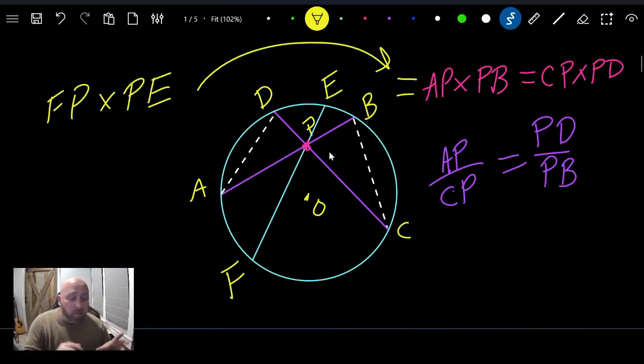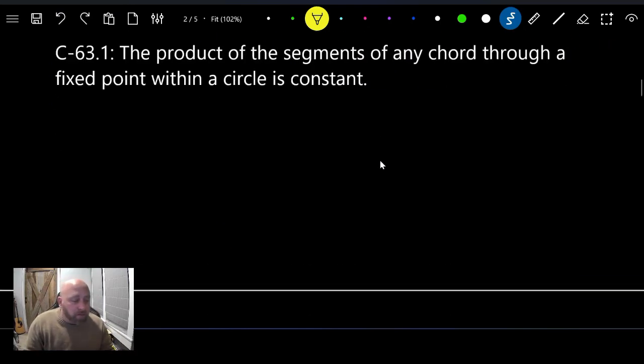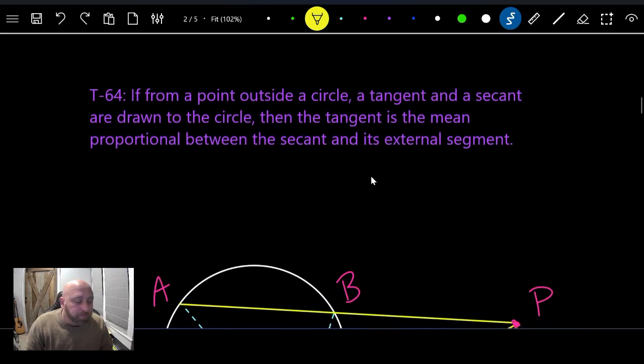Okay, doesn't matter where, and you can kind of see that, right? Like this part of the line is quite a bit bigger, but then this part is quite a bit smaller. So it's going to end up being equal no matter where, as long as you're going through this fixed point of P. That's what that means. All right, so that's corollary 63.1.